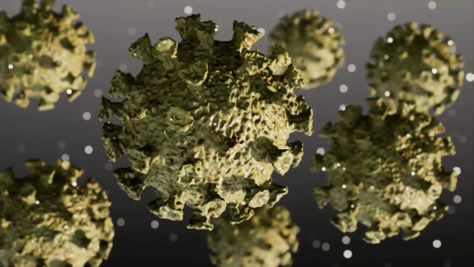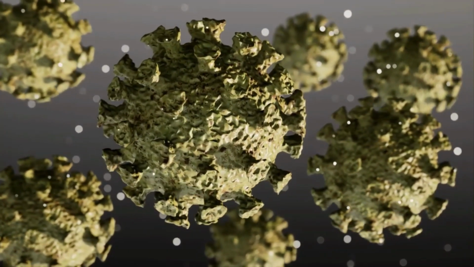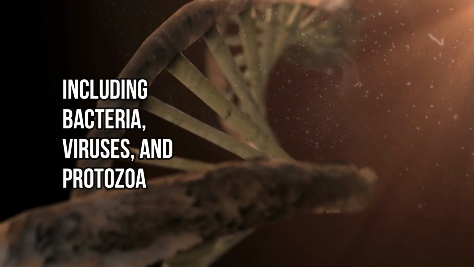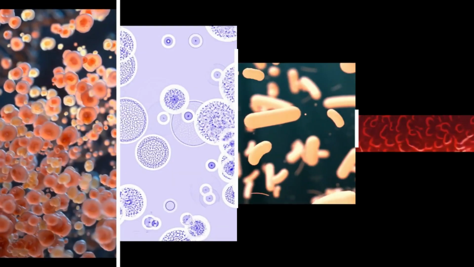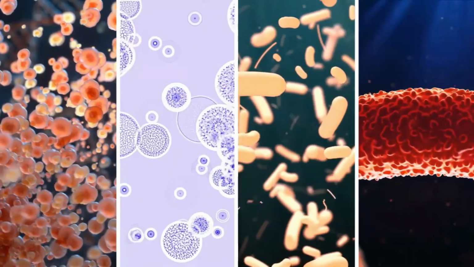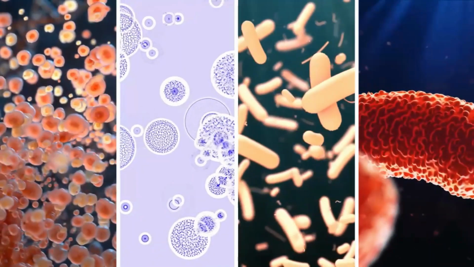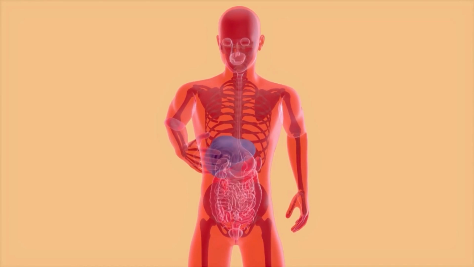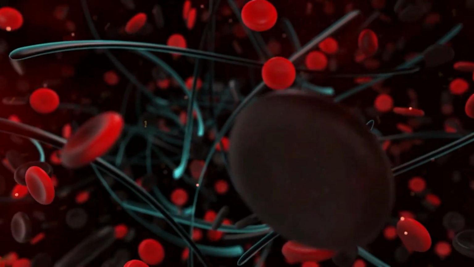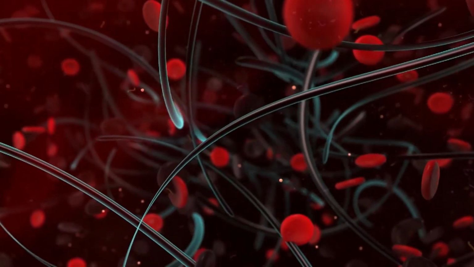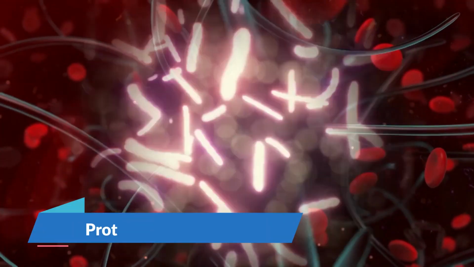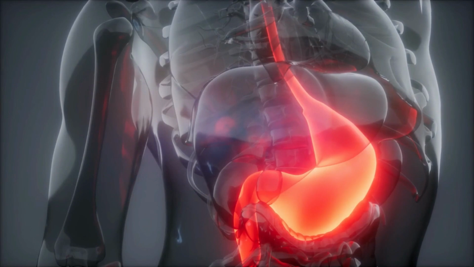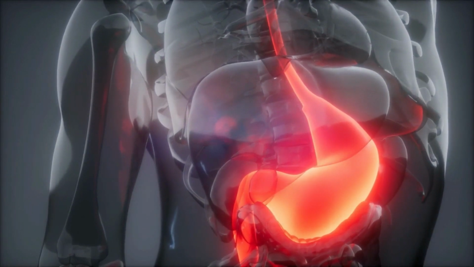UV purification is highly effective against all types of pathogens, including bacteria, viruses, and protozoa. Some of the microorganisms that UV can combat include bacteria: E. coli, Salmonella, and Legionella, which can cause severe gastrointestinal and respiratory illnesses. Viruses: norovirus, hepatitis A, and other viruses that are resistant to some chemical disinfectants. Protozoa: Cryptosporidium and Giardia, which are notorious for causing gastrointestinal diseases and are highly resistant to chlorine.